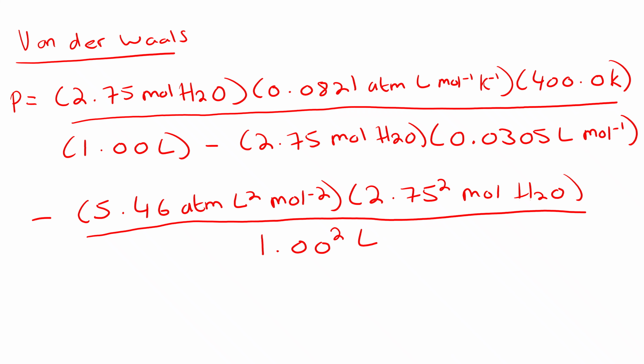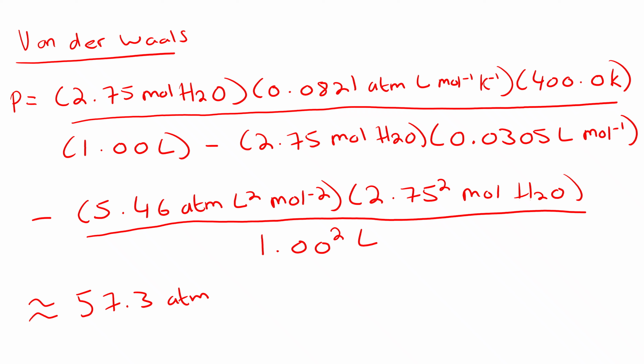Now if we put that into a calculator, we get an answer to three significant figures of 57.3 atmospheres to represent the pressure of water vapour under these conditions within the system according to the van der Waals equation. And as we predicted, this value is lower than the value we calculated using the ideal gas equation. But let's now work out the difference between the two values to see if the difference is indeed quite substantial.